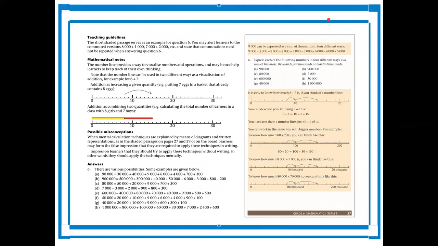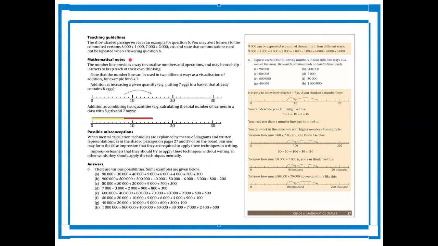Teaching guidelines. The short shaded passage serves as an example for question 6. You may alert learners to the commuted versions of 8,000 plus 1,000, 7,000 plus 2,000, etc., and state that the commutations need not be repeated when answering question 6.